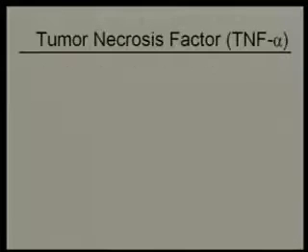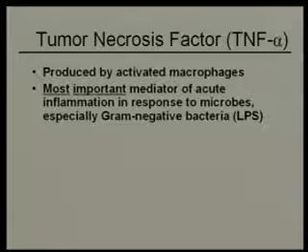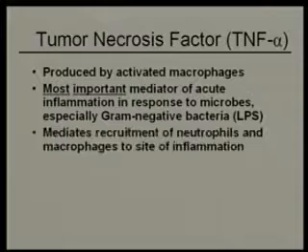So when we look at tumor necrosis factor, this is primarily produced by macrophage. The macrophage can play an important role in the innate immune response. Turns out that tumor necrosis factor plays a very important role in mediating the response to microbes, especially gram-negative ones. It also acts by mediating the recruitment of neutrophils to the site, as well as macrophage. So by being produced, it can have a paracrine effect.